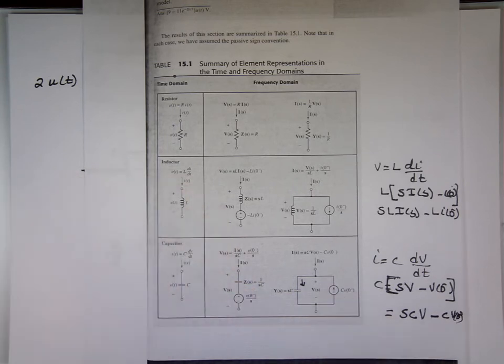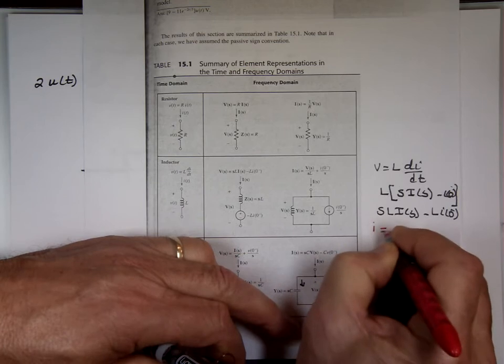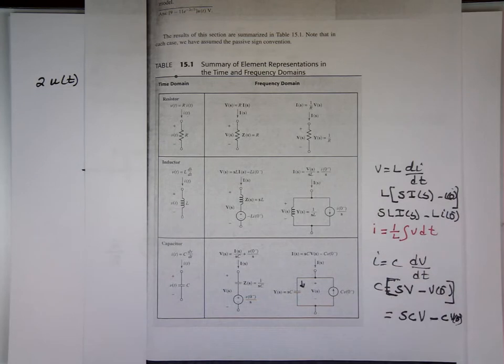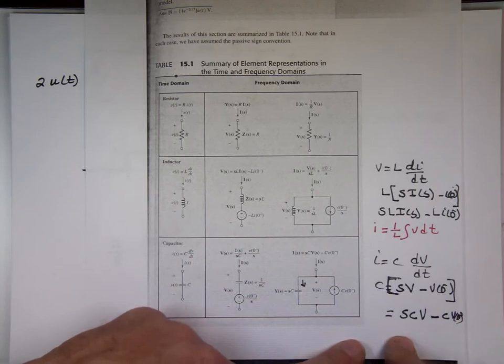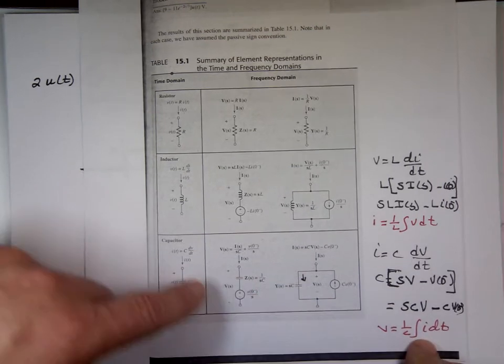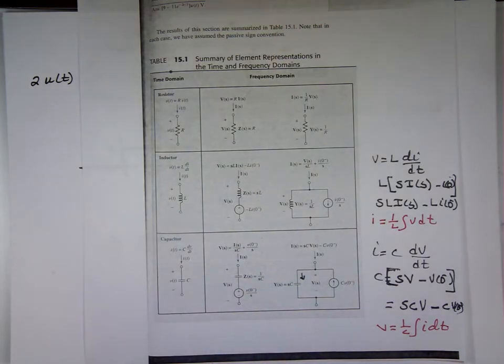But if you want to find now the current here, it's 1 over L, the integral of V dt, and if you do the Laplace of that, you end up with this one. And this one, if you find the voltage, V equals 1 over C, the integral of I dt, and you take the Laplace of the integral, you end up with this one, 1 over sC.